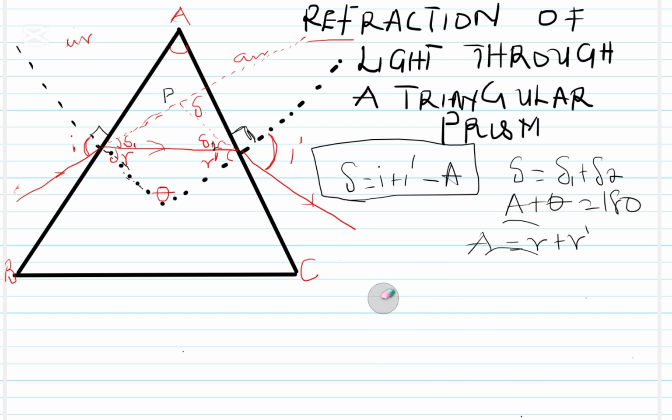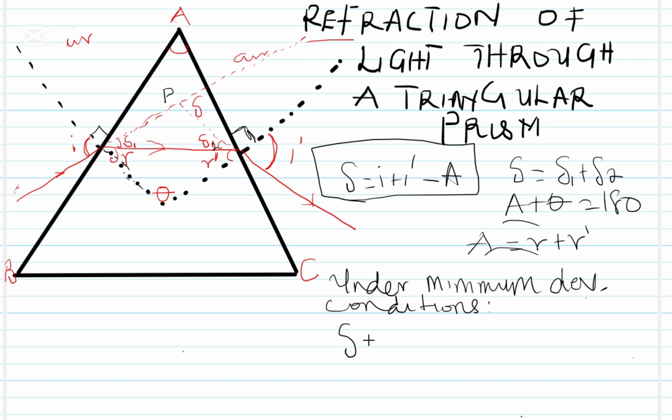All right, so we now say under minimum deviation conditions, I'm going to make this distinction. We say under minimum deviation, so this DEV means deviation conditions. What happens under minimum deviation conditions? So we're going to pick this formula here, and we say this is equal to I plus I prime minus A. So this is what we're going to use to derive the formula for calculating the minimum angle of deviation under minimum deviation conditions.